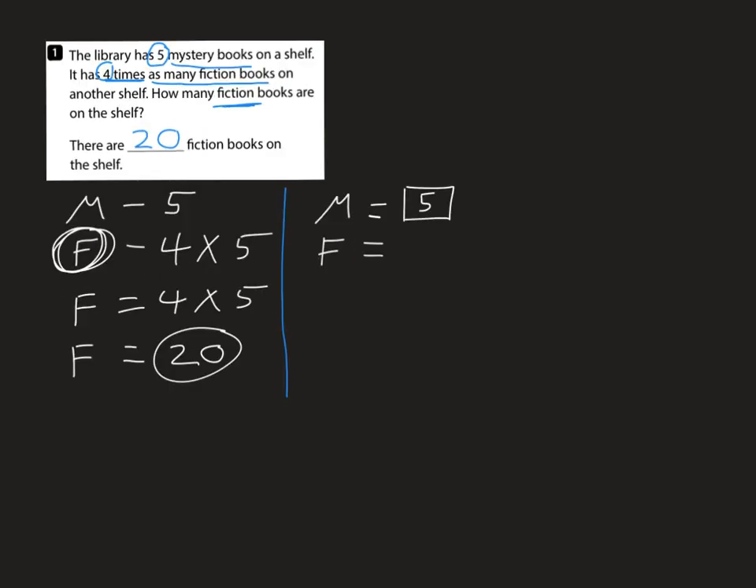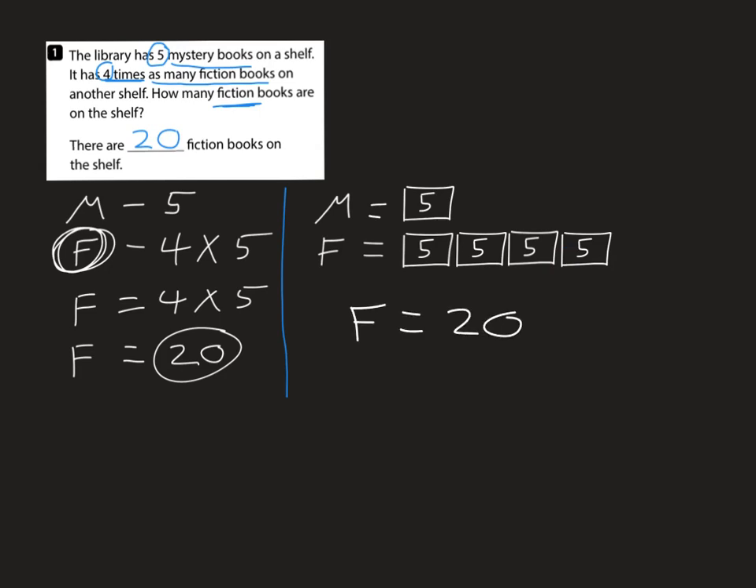To save a little time here, I'm going to cut and paste. So there's 1 times as many. There is 2 times as many. 3 times as many. And finally, 4 times as many. So then here you just add up all of your fiction books. Use your multiples of 5. So we'd have 5, 10, 15, 20. So we know that the fiction books equals 20. Fiction books is 1, 2, 3, 4 times as many as your mystery books.